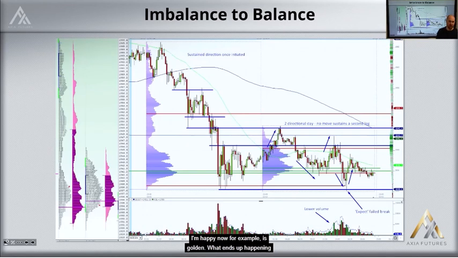Another example is the gold one. What ends up happening here actually occurs over two days, but what I want to talk about predominantly is what happens on the balance and what's actually occurring there.